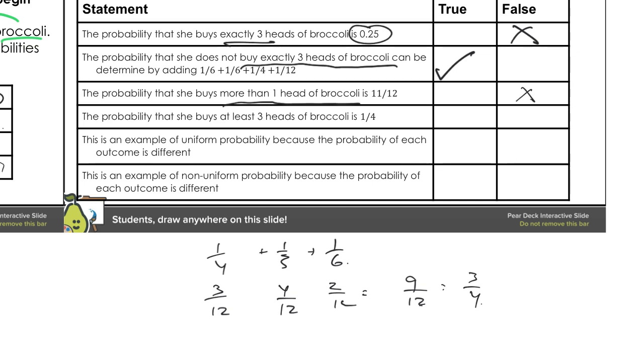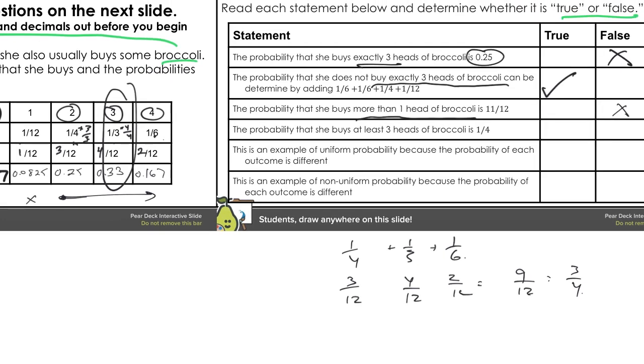The probability that she buys at least 3 heads. At least means 3 or more. So here we have 3 or more, so that would be 4/12 plus 2/12 is equal to 6/12. So at least 3 heads of broccoli is 1/4. No, it's actually 1/2, so that's false.